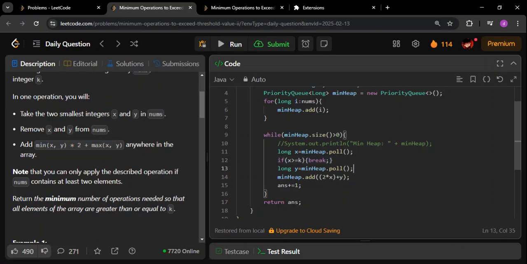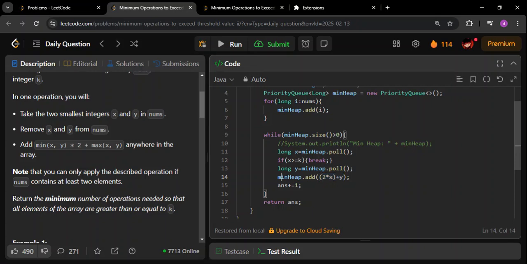So we are again doing a pop to get the second smallest value. Remember, among x and y, x is going to be the smallest, and y can be equal to x or greater than x. We generally think that x is smaller than y, or it can be equal to y also. So this is going to be the second smallest element. And then we are doing this calculation: smallest value times 2 plus the second smallest value. It is going to be 2 times x plus y.